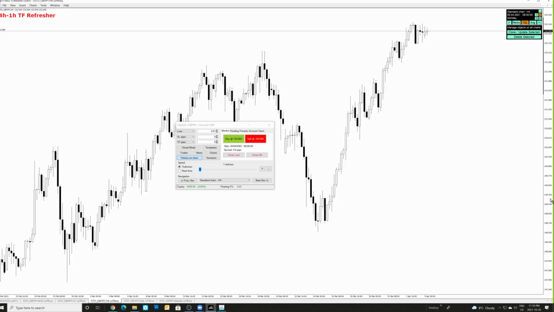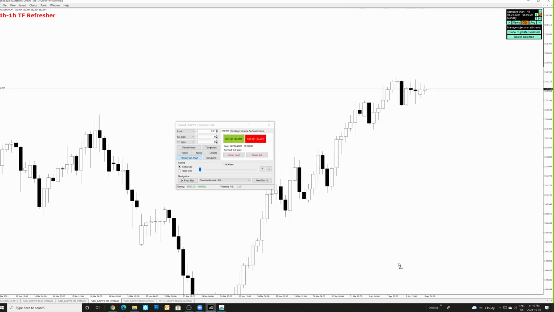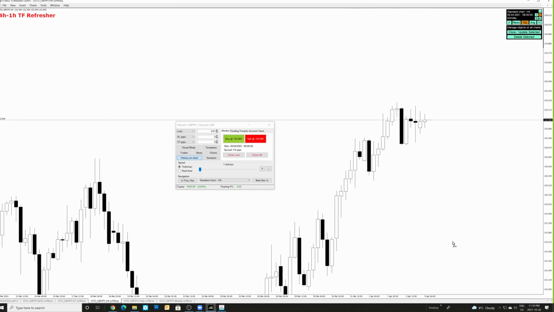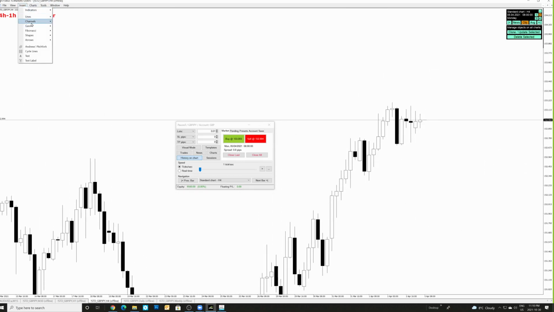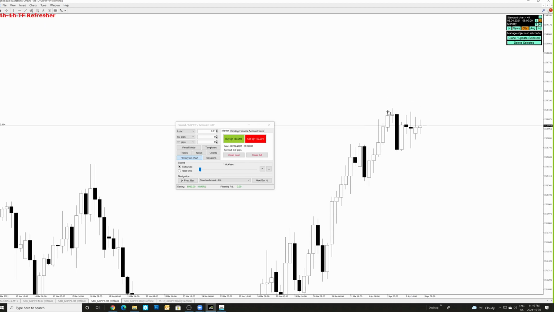Looking on the 4 hour, we can clearly see that the 4 hour is also consolidating, right? We have a resistance and a support. Let's bring up the line study. So this is what we got right here. We got a resistance on the 4 hour. We got a support on the 4 hour right here.